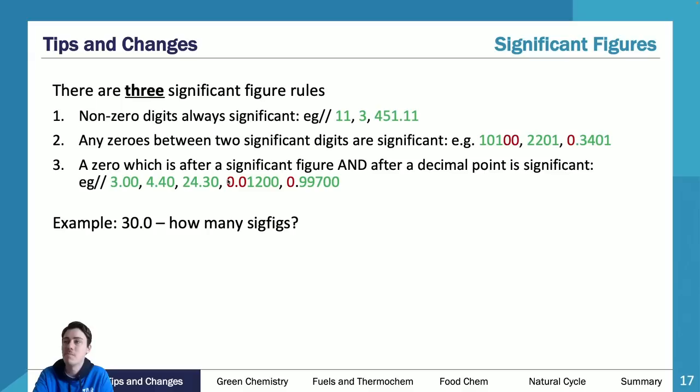It would be 2 significant figures. These 2 do not count. Because I've added these 2 zeros, this becomes 4 significant figures. Now, what does that mean for a question?